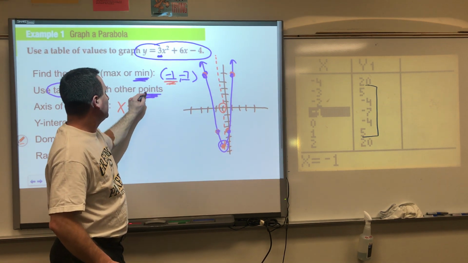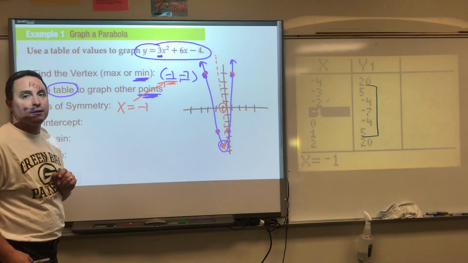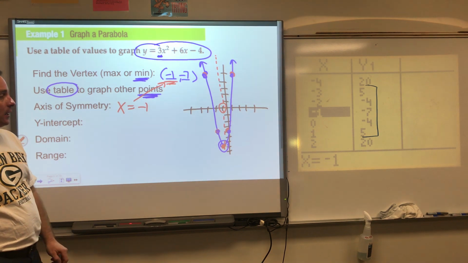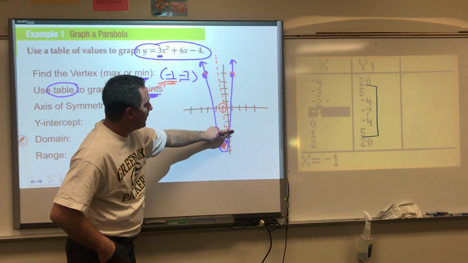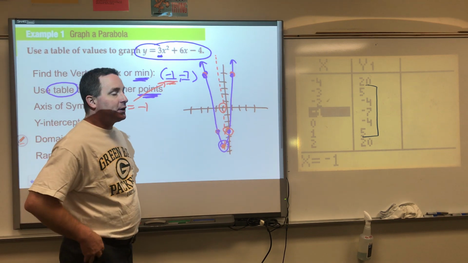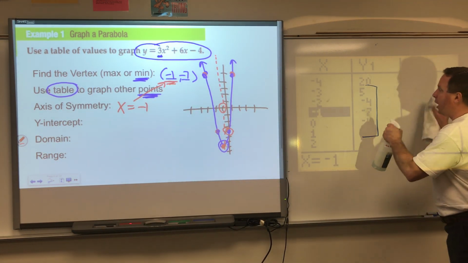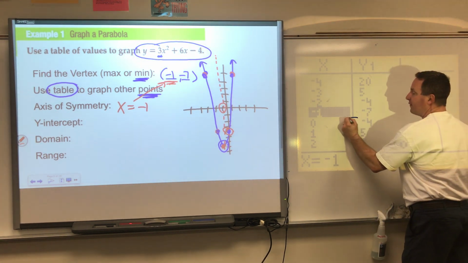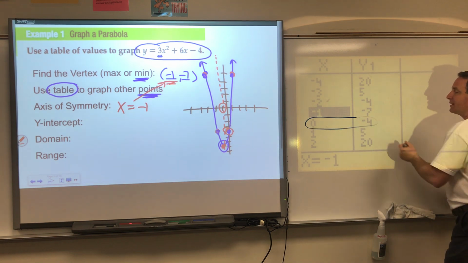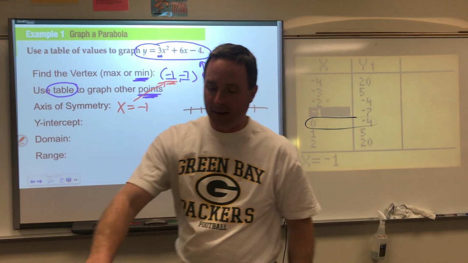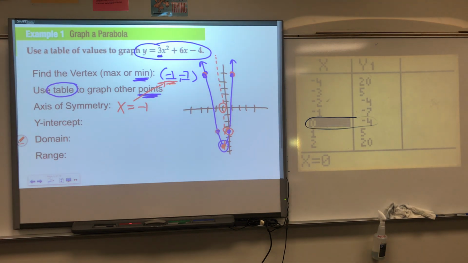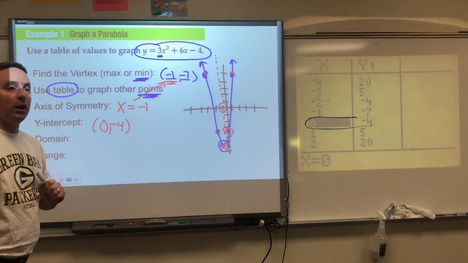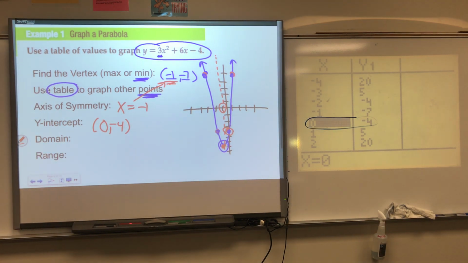And if you remember, it's the same number as the x-coordinate of the vertex. X equals -1. The y-intercept is where the graph crosses the y-axis. Well, I can see it does right there, but there's another place that we can look that's always going to tell us where the y-intercept is. The y-intercept is the value of y when x equals 0. And you can get that from the table very easily. So the y-intercept in this case is (0, -4). It's a really easy way to find the y-intercept.